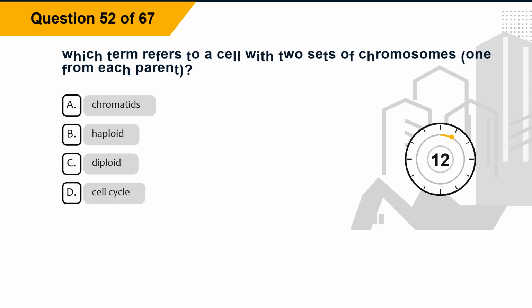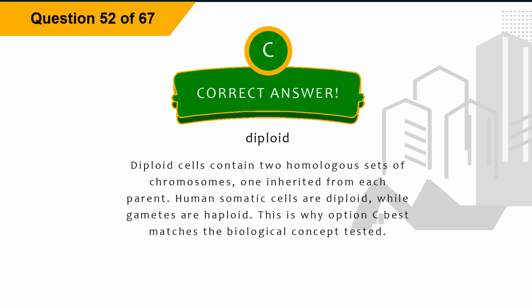Question 52. Which term refers to a cell with 2 sets of chromosomes, 1 from each parent? Option A, chromatids. Option B, haploid. Option C, diploid. Option D, cell cycle. The correct answer is option C, diploid. Explanation. Diploid cells contain 2 homologous sets of chromosomes, 1 inherited from each parent. Human somatic cells are diploid, while gametes are haploid. This is why option C best matches the biological concept tested.